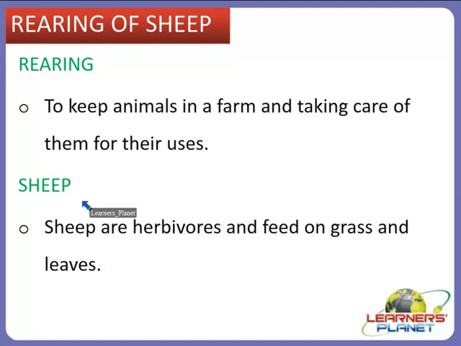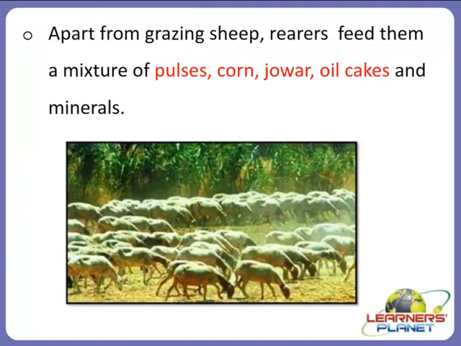As we already know, sheep are herbivores. And herbivores means? Yes, they are the animals that feed on grass and leaves. You might have seen herds of sheep grazing in the fields of many parts of India and abroad. But apart from grazing, rearers feed them a mixture of pulses, corn, jowar, oil cakes, and minerals. Why do they feed them this mixture? Yes, it makes it nutritious for them. If they are reared better, they can produce better.